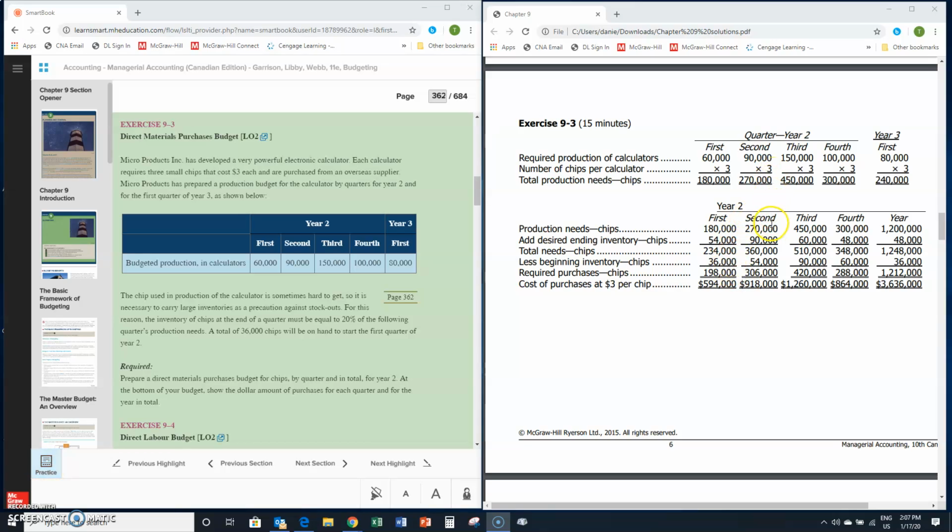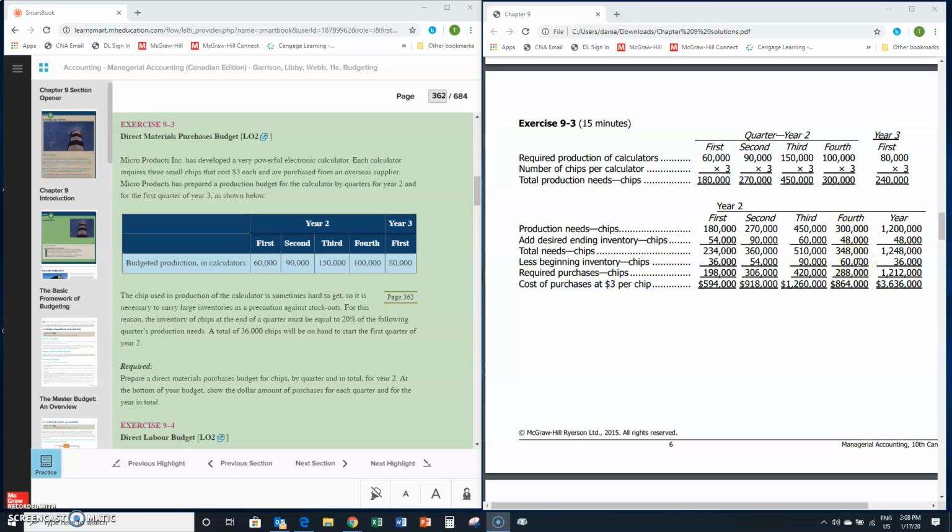Second quarter, the same thing. We need 270,000, plus an amount in ending inventory, which is 20% of the next quarter's production, so 20% of 450,000. In total, we need 360,000 chips, but we already have some in beginning inventory, which is the amount that was in ending inventory from the period before, 54,000. So we only need to purchase 306,000. Third quarter, we need 450,000 plus 20% of 300,000 from the next quarter, which is 60,000. But we have 90,000 already on hand from the ending inventory of the quarter before, so we need to purchase 420,000.